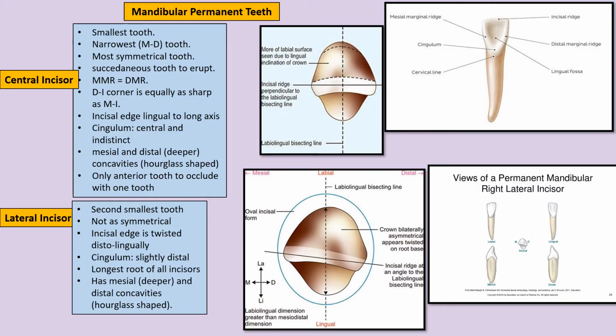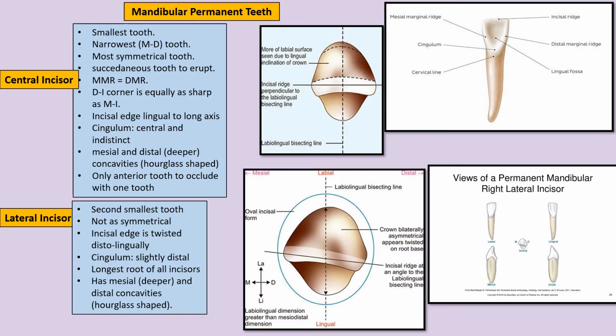All the permanent mandibular teeth have a lingual inclination. So the incisal edge of mandibular incisors will also be lingual to the long axis. Cingulum is central here. Mesial and distal concavities, hourglass shape on the root. Only anterior tooth to occlude with one other tooth.